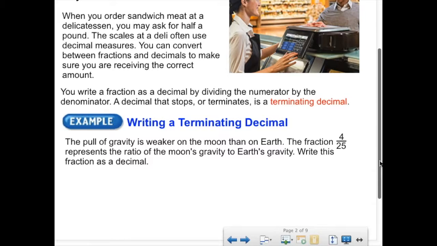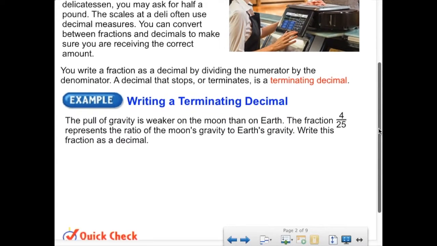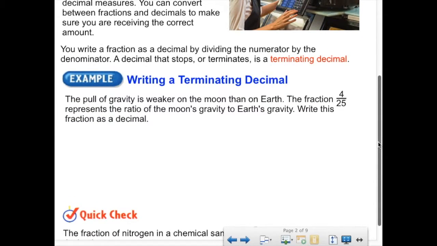Got it? So I've already covered a little bit of this in the last unit. Do you guys remember how we talked about converting from a fraction to a decimal? You guys remember that? So let's go ahead and do this and see if you remember. I'm going to walk you through it. So you're often using math in other subjects, physics, chemistry. Here's an example where we see it. We're talking about gravity. The pull of gravity is weaker on the moon than on the Earth. The fraction 4/25 represents the ratio of the moon's gravity to the Earth's gravity. Write this fraction as a decimal. What's the first step in writing it as a decimal?